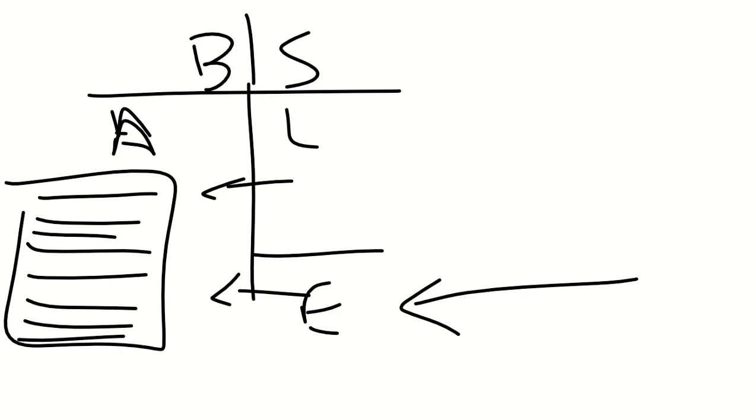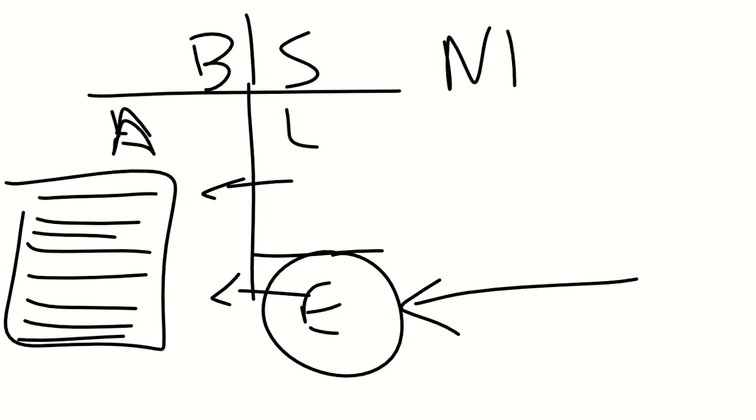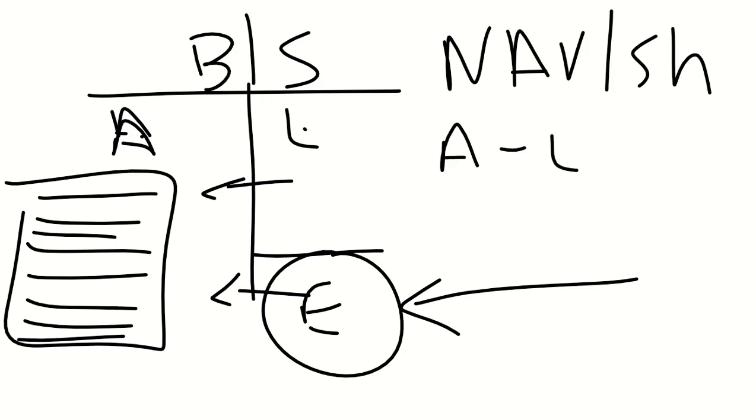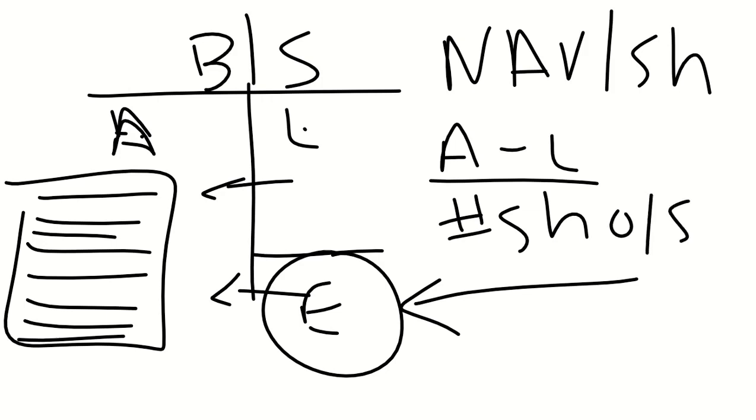The price at which you buy this equity is called the NAV per share, which we discussed in the previous video. It's your assets minus your liabilities, which equals equity, right? Assets minus liabilities divided by number of shares outstanding of the fund. And that's your equity piece.